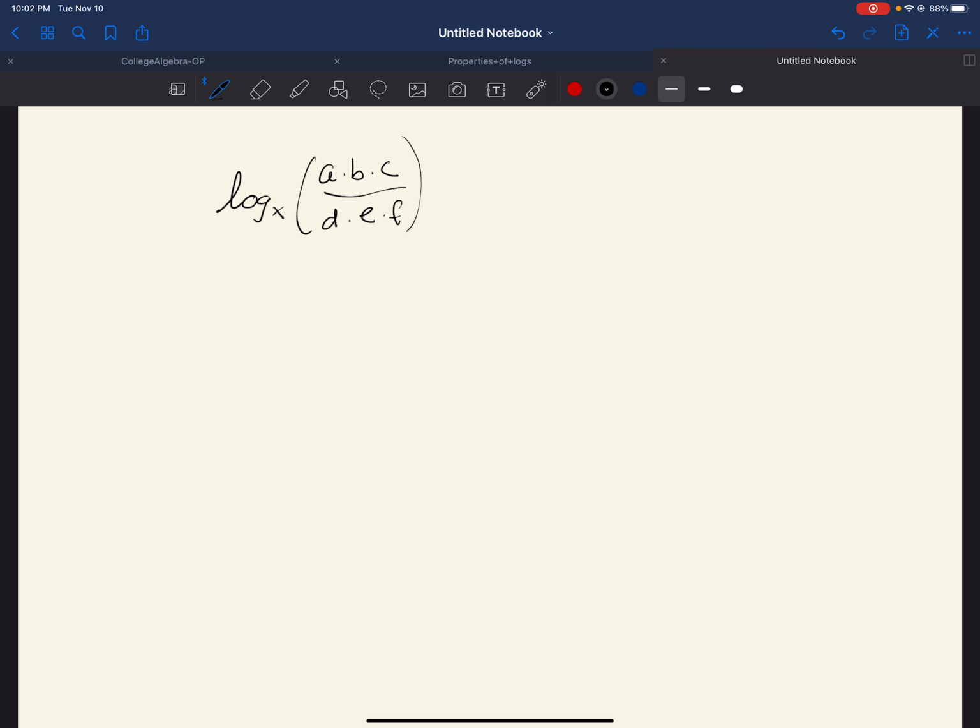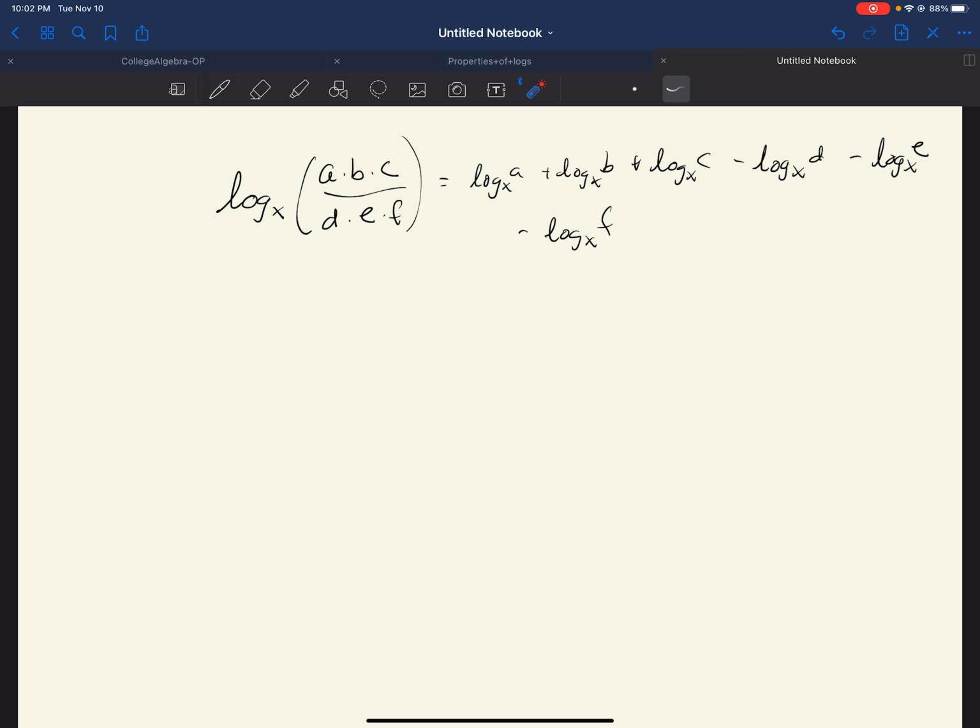I'm going to show you right now how easy this is and what the answer is just by writing it down. This is log base x of a plus log base x of b plus log base x of c minus log base x of d minus log base x of e minus log base x of f.